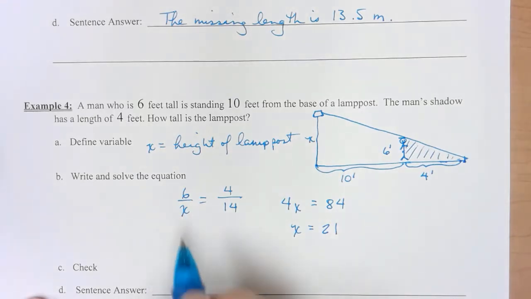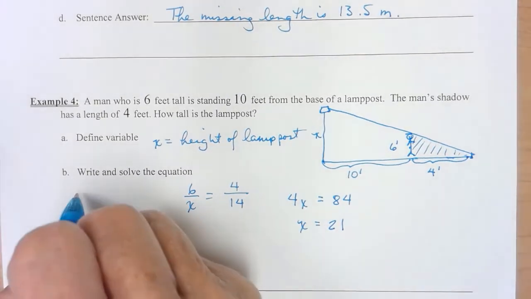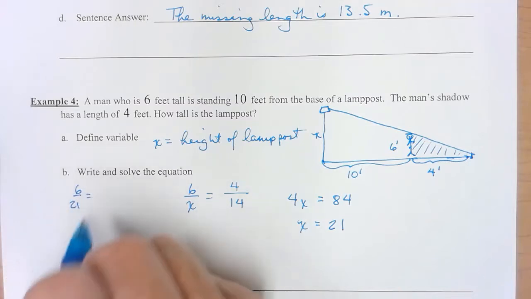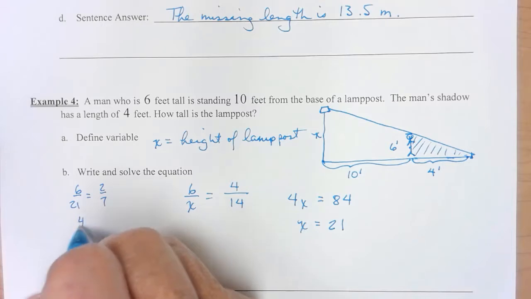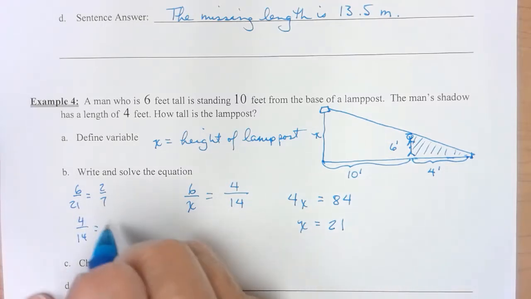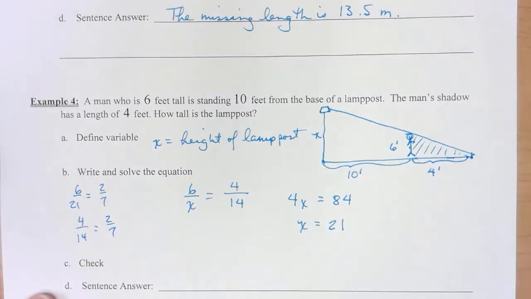So if I put 21 in there, we can do another check. 6 over 21, so 3 into 6 is 2/7. 4 over 14 divided by 2, it equals 2/7. So you see they're proportional to one another. So that would be my check.